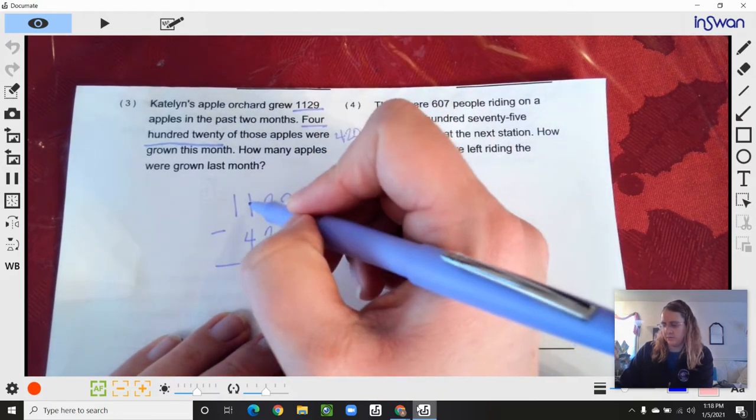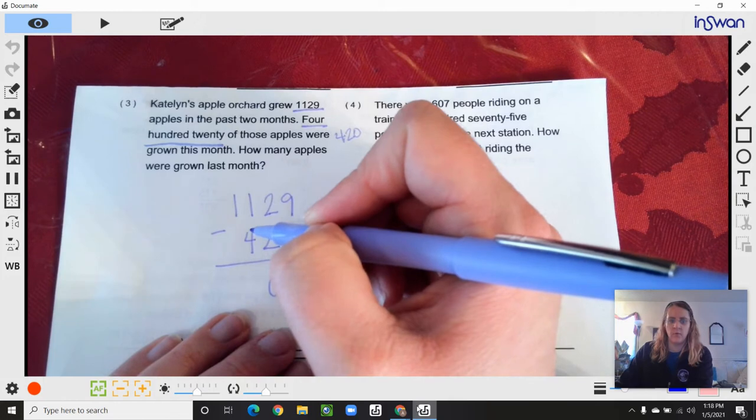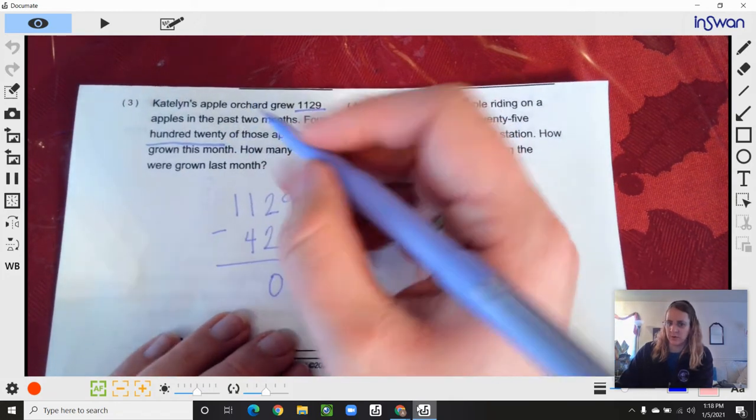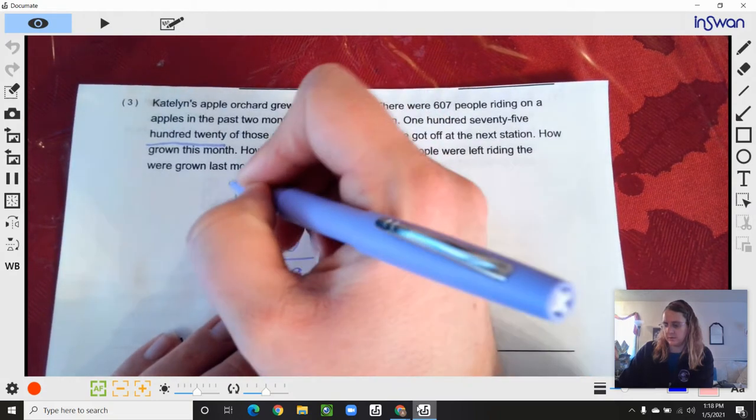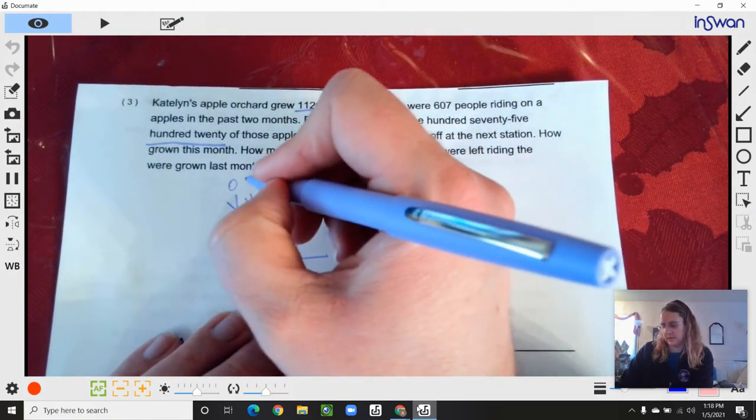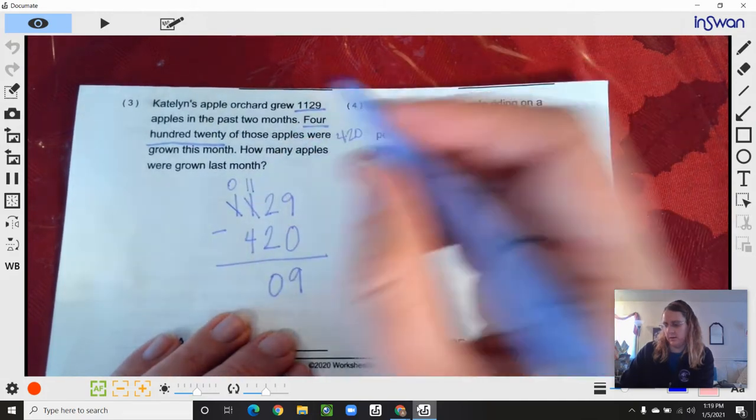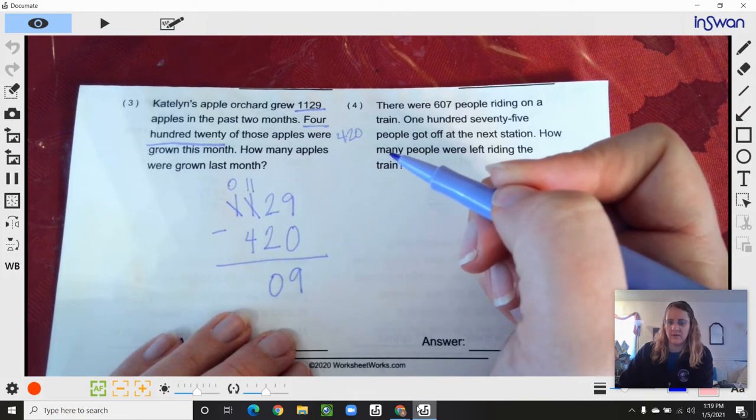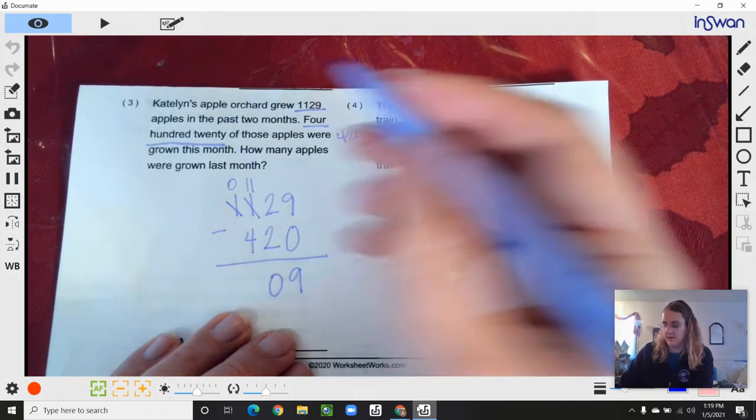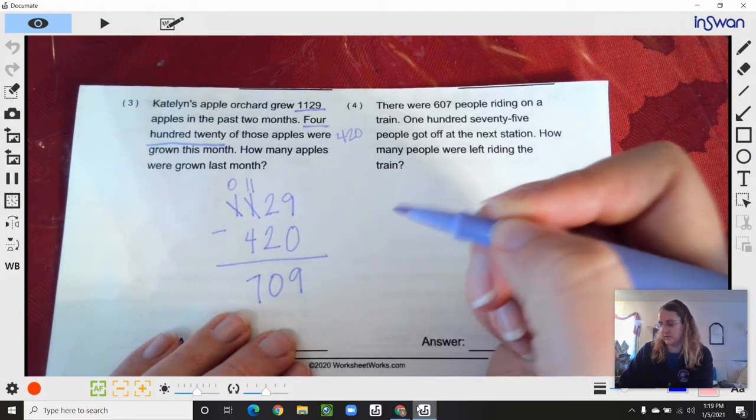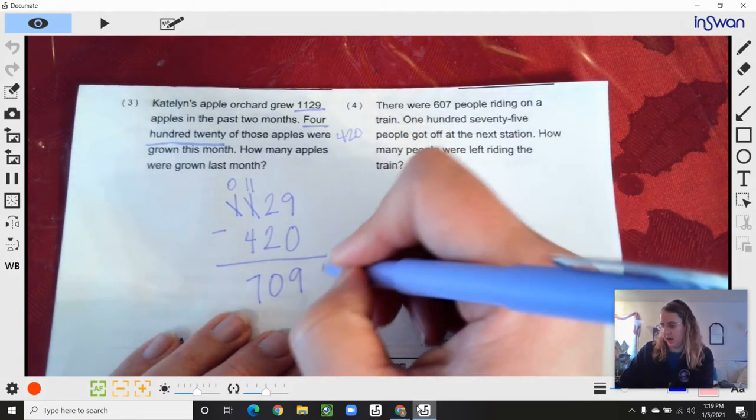Now I move over. I've got a 1 take away 4. More on the floor. Go next door, take 10 more, so it's a bigger bottom borrow. I'm going to take from this one. This one becomes a 0. I'm going to add the 10 to this one, and it becomes an 11. And now I have 11 take away 4 is 7. So 709 apples.